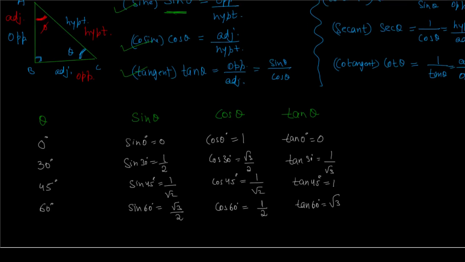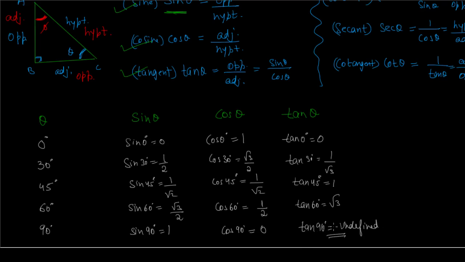And finally, we come to the last standard angle, 90 degrees. Sine 90 is equal to 1, cos 90 is equal to 0, and tan 90 is not infinity. Some people say it's infinity. It is not infinity. It is simply undefined. Undefined and infinity are not the same. Please remember, tan 90 is undefined. Okay, I hope that's absolutely clear.